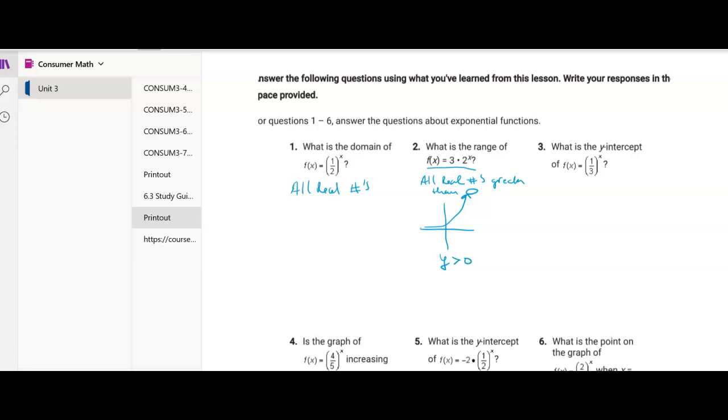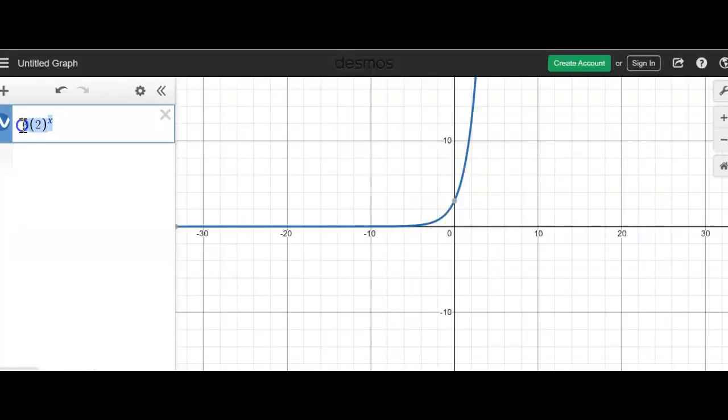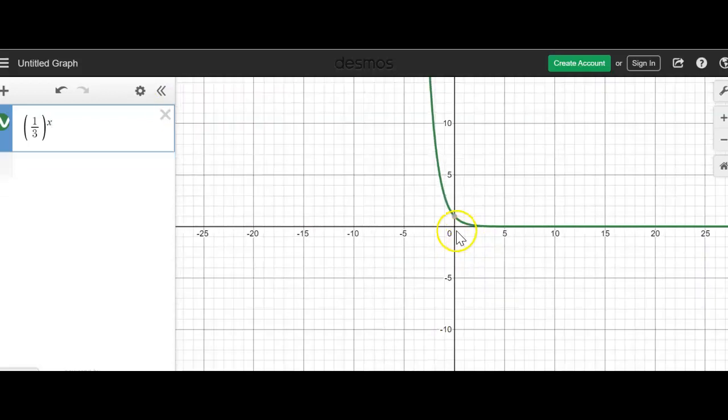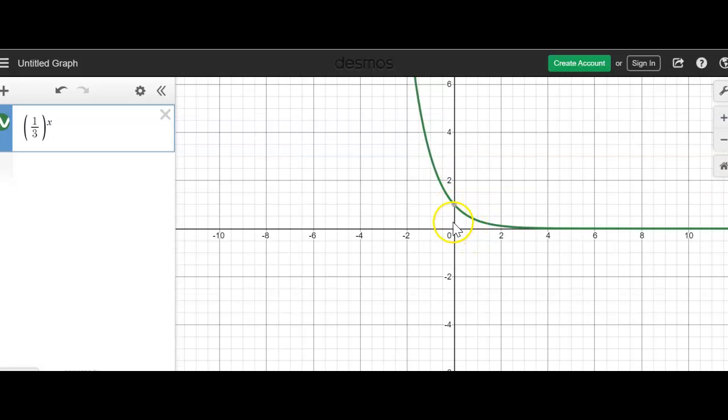Okay. What is the y-intercept for f of x equals 1/3 to the x? Right away, if I just plug 0 in, what is f of 0? f of 0 is 1/3 to the 0 power. Well, anything to the 0 power is just 1. And if I wanted to, I could also graph it. So I'm going to just change this to open parentheses, 1 divided by 3, close the parentheses, and outside the parentheses, I'm going to go to the x power. And if I zoom in here, the ordered pair there is 0, 1. That is your y-intercept. Okay.